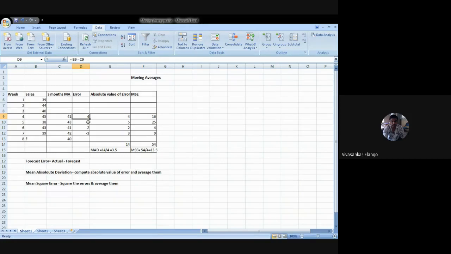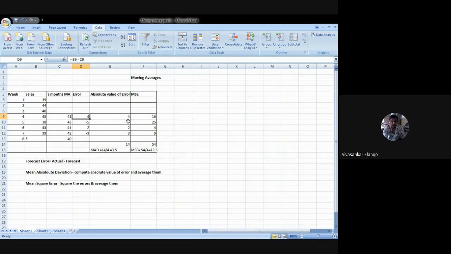We have some performance metrics in time series analysis: mean absolute deviation and mean square error. The error is the difference between the actual data and the forecasted data. Once you compute the forecast error, we can identify the mean absolute deviation. Here the errors are 4 and minus 5. The absolute value of 4 is 4, and minus 5 becomes plus 5.